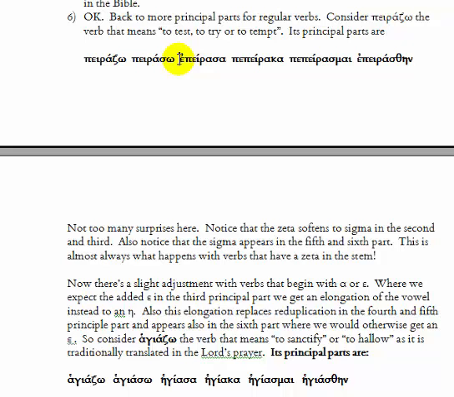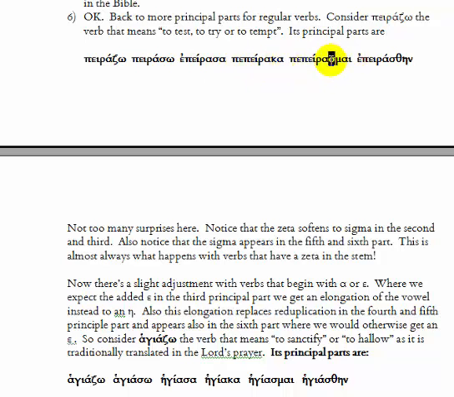Remember, luo was just luo, luso, elusa, leluka, lelumai, eluthane. See here, it's very similar, except that in this case, the zeta softens to a sigma. So it goes from peirazo, which means to test or to tempt or to try or attempt. Peirazo, peirasO, and then finally epeirasa for the third principal part, peperaka, peperasmai.